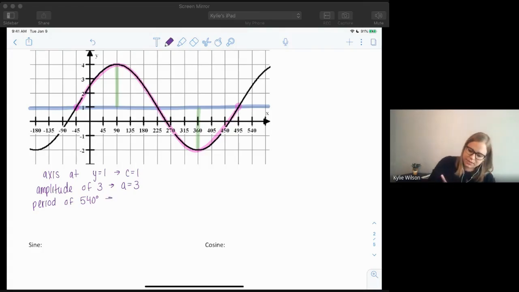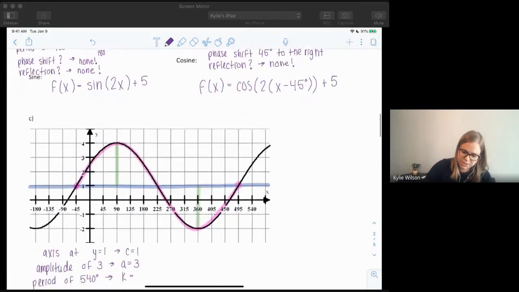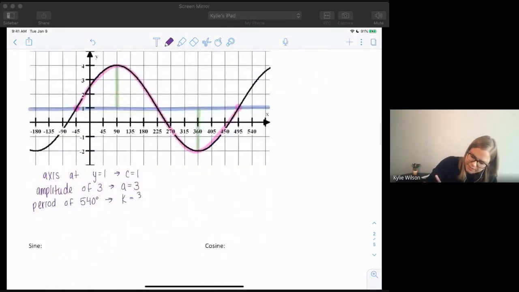So that's going to give me a K value of, make sure I'm doing the 360 divided by 540. So if I go and reduce that, I will get a K value of 2/3.